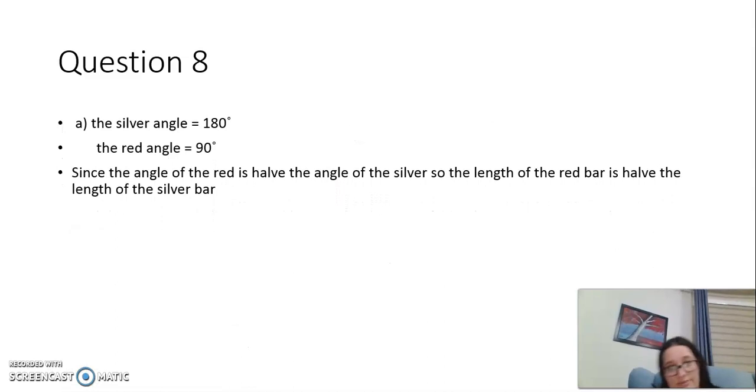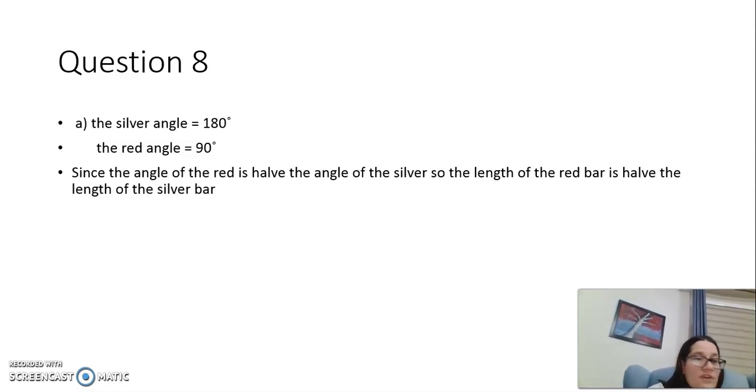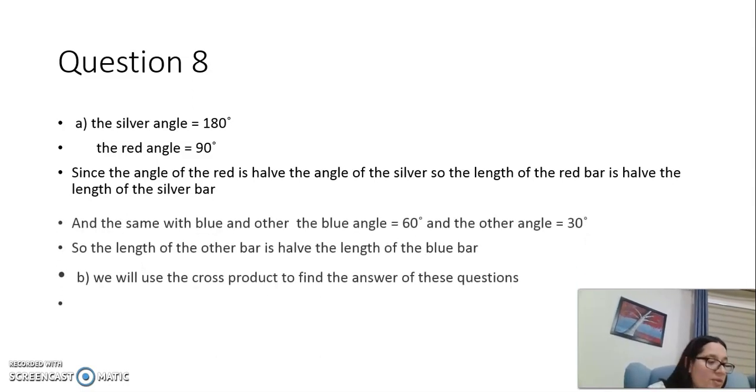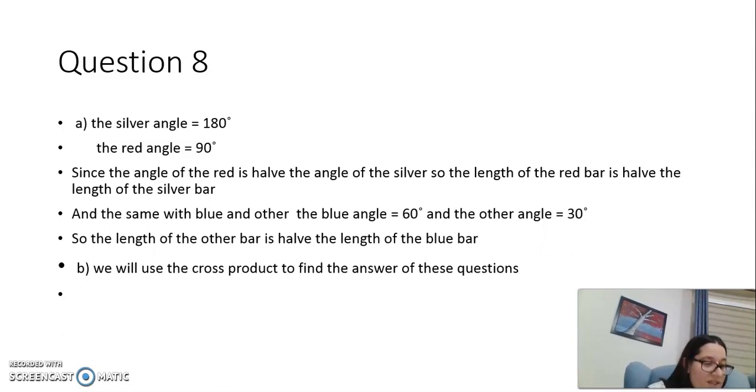Question number 8. As you can see from the pie, we want to complete what? Of course, we want to complete the bar chart. The angle of the red is half the angle of the silver. So the bar of the red will be half the bar of the silver. And the same for the blue and the others. The angle of the others is 30, which is half the angle of the blue. So the bar of the others will be half the bar of the blue.